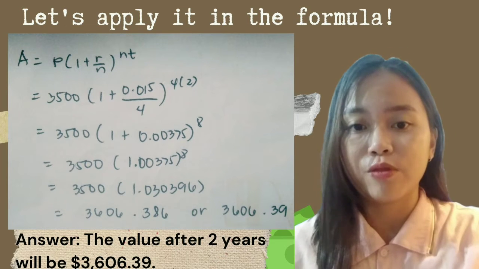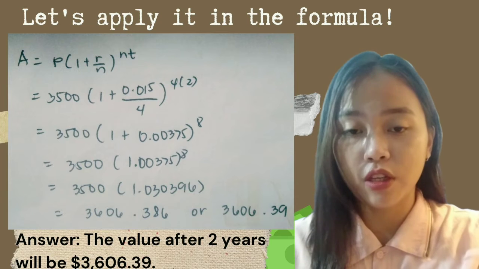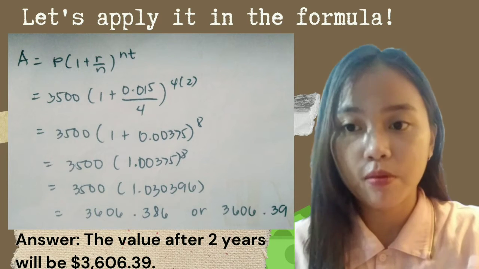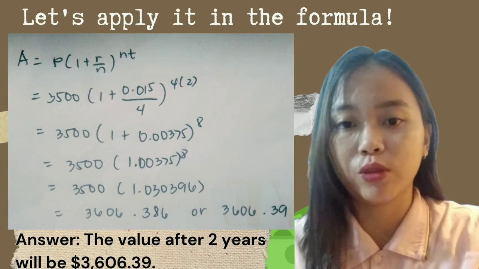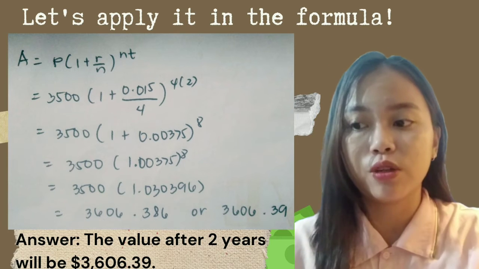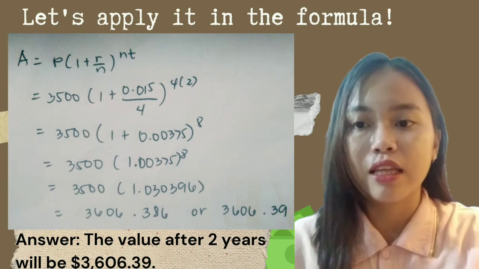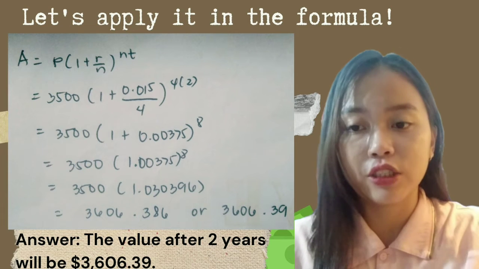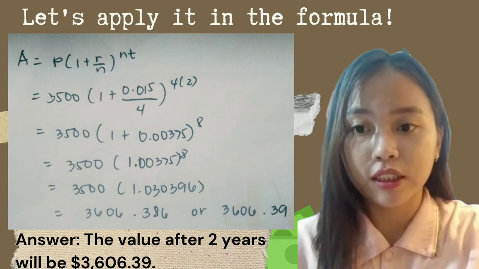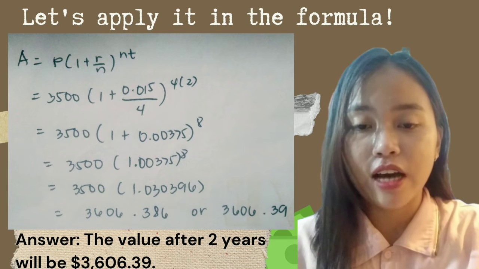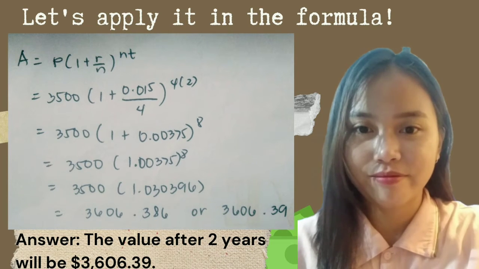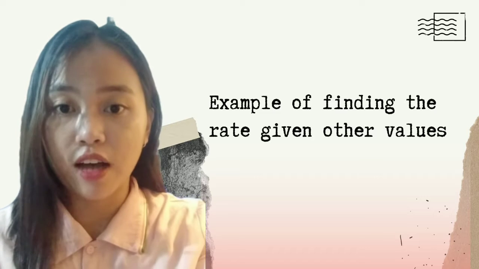We solve first 0.015 over 4, which is 0.00375, plus 1 equals 1.00375 raised to 8. The answer is 1.030396, and times 3,500, the answer is 3,606.386, rounded to 3,606.39. And the answer is the value after 2 years will be $3,606.39.